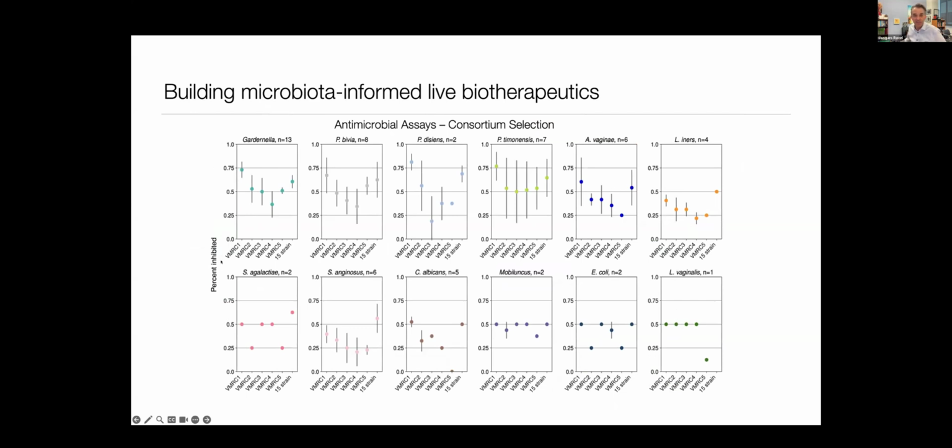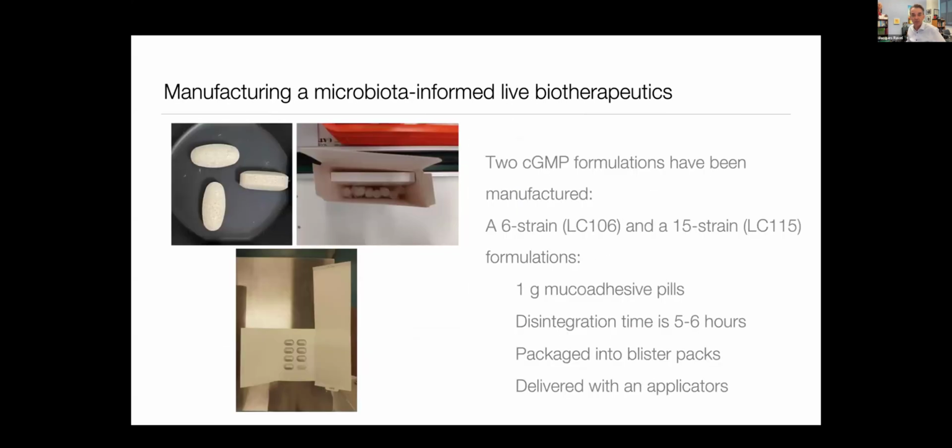And what we found is that VMRC1, that was originally called VMRC1, was consistently the one that had the highest antimicrobial property across this wide range of organisms. And that's the consortium that we took on, and it's been manufactured, and it's now called LC106. It's a 6-strain consortium. And we also have an experimental consortium, which we call LC115, which contains 15 strains.